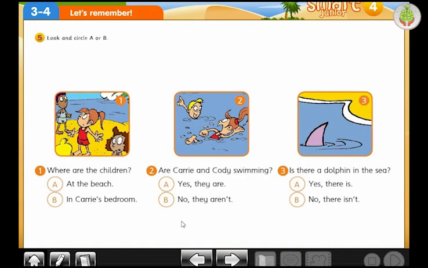And let's go to exercise 5. Look and circle. Number 1. Where are the children? At the beach or in Carrie's bedroom? Where are they? Look at them. At the beach. Very good. Number 2. Are Carrie and Cody swimming? Yes, they are. Or no, they aren't. Yes, they are. Number 3. Is there a dolphin in the sea? Yes, there is. Or no, there isn't. No, there isn't. Very good. Now, please do it in your book.